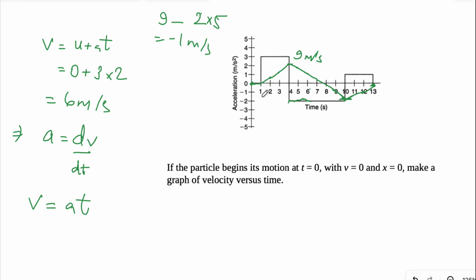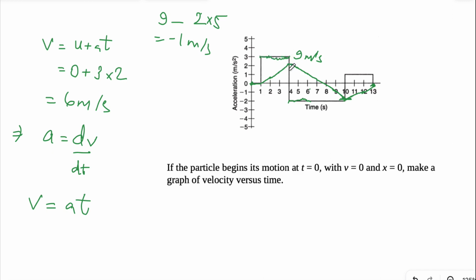So between t is equal to 1 and t is equal to 4, there's a certain slope. What is that slope equal to? That's the acceleration. So the slope would be 3 meters per second square, or just 3. That will be the slope between 1 and 4. So that's why that is the acceleration. The slope remains constant between 1 and 4.